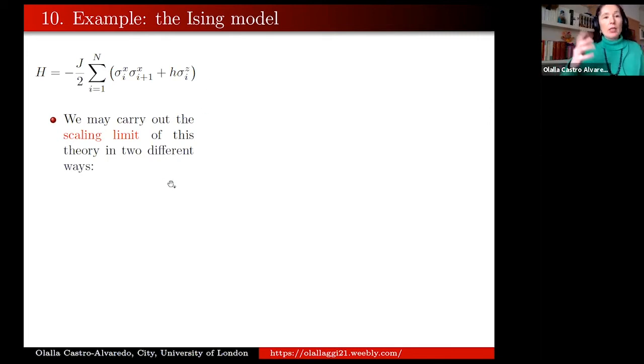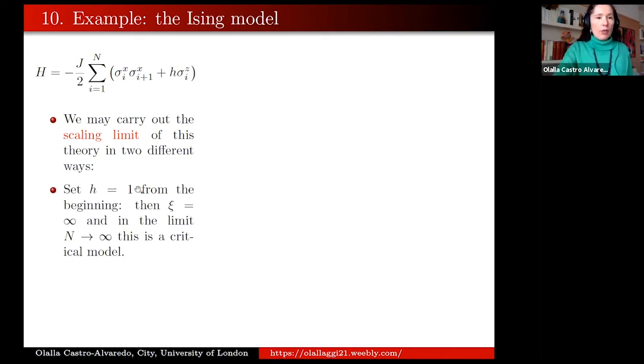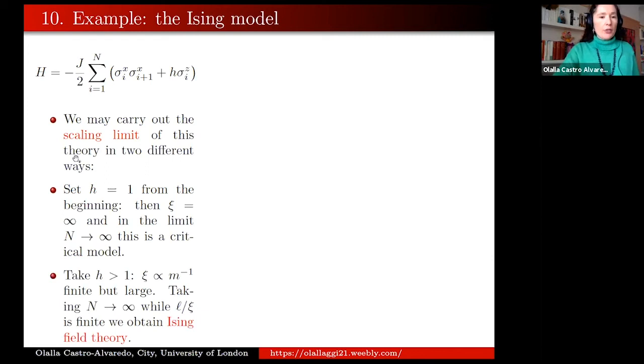And you can carry out the scaling limit of this theory in two different ways. If you set the field H equals 1 from the beginning, then this theory is critical. Its scaling limit is a conformal field theory with central charge a half. It's in effect a massless free fermion. So this is a critical model. On the other hand, if you take H to be a little bit bigger than 1, not very much, but a little, then the scaling limit is the Ising field theory, which is a theory that has a mass scale and effectively describes a Majorana free fermion with mass m.